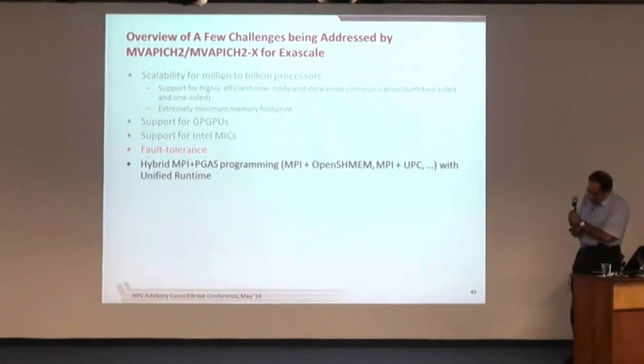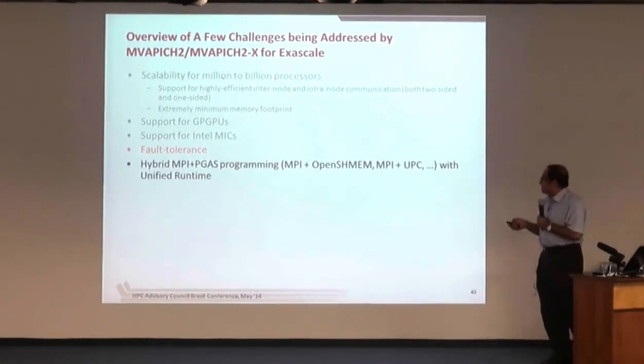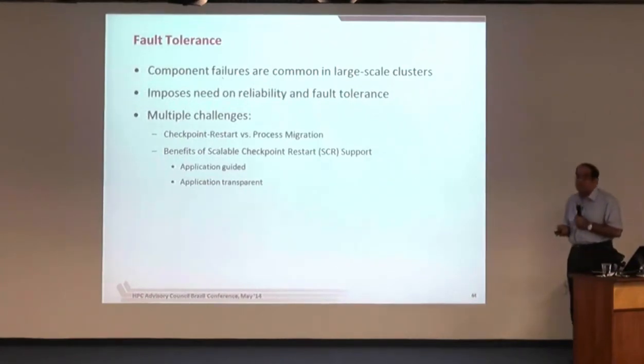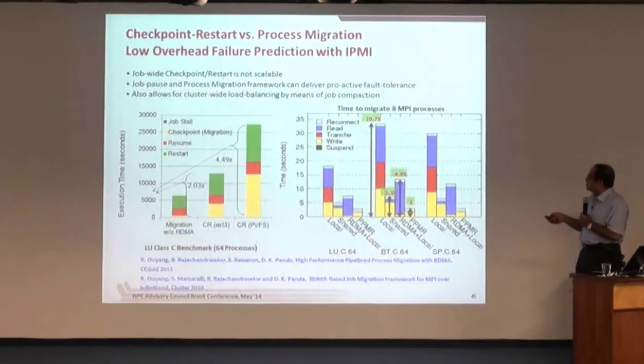Now let me touch a little bit on fault tolerance, and then I'll go into the hybrid. Fault tolerance is also a big challenge. Over the years, we have been trying to address that issue. Of course, the basic thing is to have some kind of checkpoint and process migration. We have that, but people are trying to move into some of the very high performance systems, like the Scalable Checkpoint Restart, SCR, support from Lawrence Livermore Lab, and now we have integrated that into our stack, so that you can do application-guided or application-transparent checkpointing support.